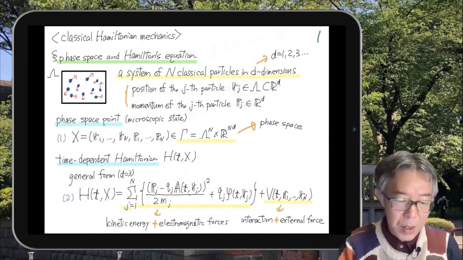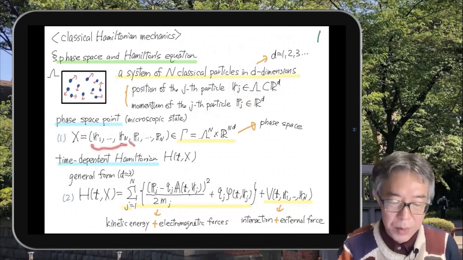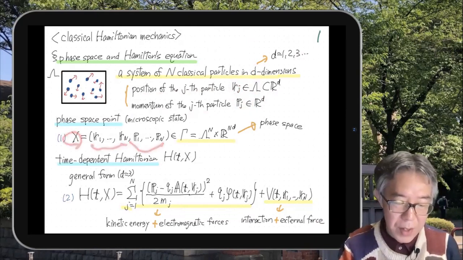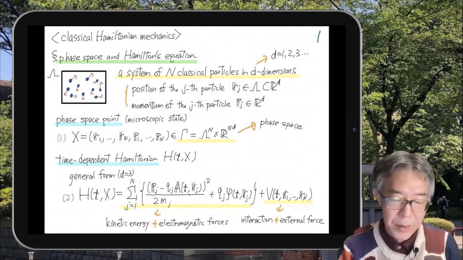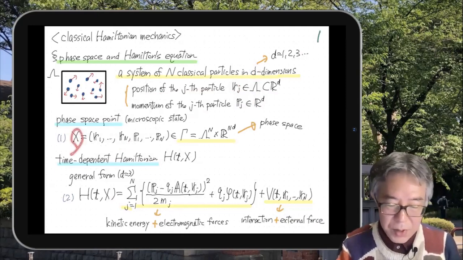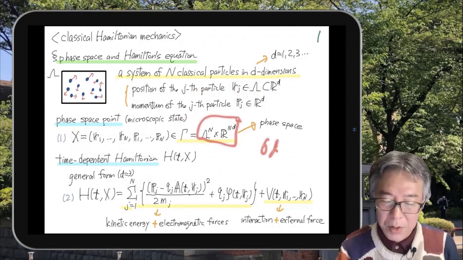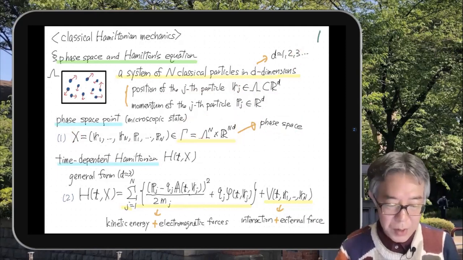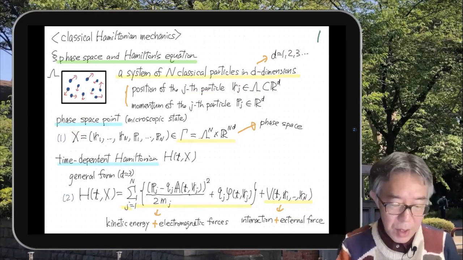And then by uppercase X, I denote the collection of all these positions and momenta. And this X is called the phase space point. Okay, it describes the microscopic state of this n particle system. And X lives in this set Gamma, uppercase Gamma, which is precisely this. And this huge space, it's a 6n dimensional space if d equals 3, and this space is called the phase space.